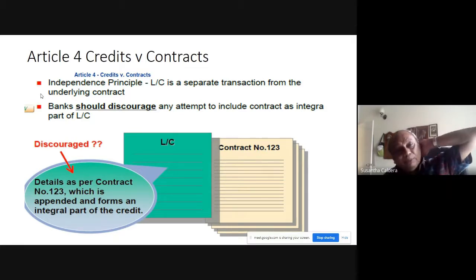Can you please read credit versus contracts, Article 4? The independence principle is a very, very important thing in letter of credit operations. The LC is a separate transaction from the underlying contract. And the banks should discourage any attempt to include the contract as an integral part of the LC.